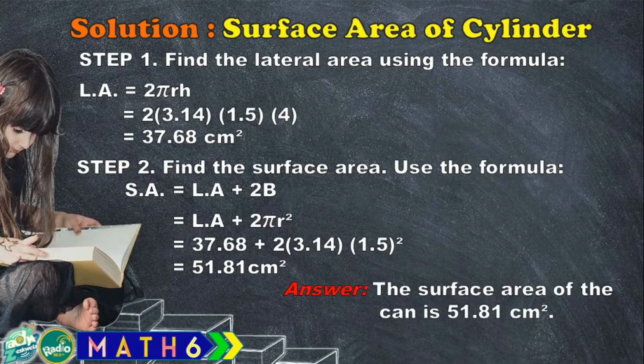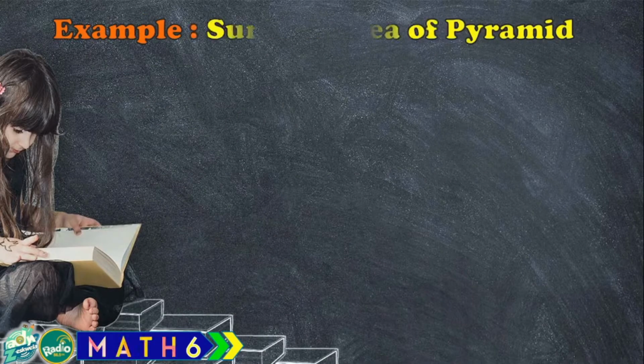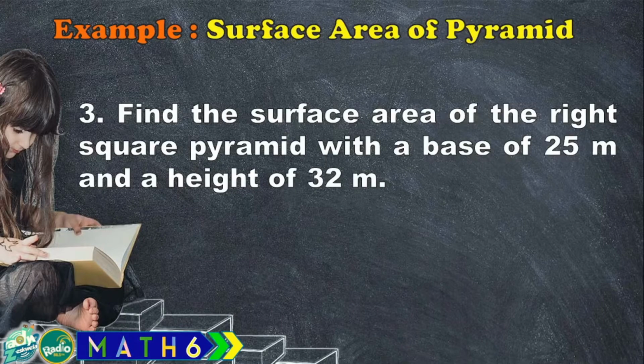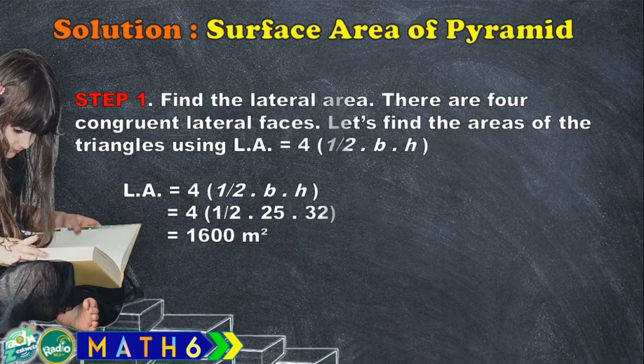Now we have 51.81 centimeters squared. This means that the surface area of the can is 51.81 centimeters squared. And for the third example, find the surface area of the right square pyramid with a base of 25 meters and a height of 32 meters.